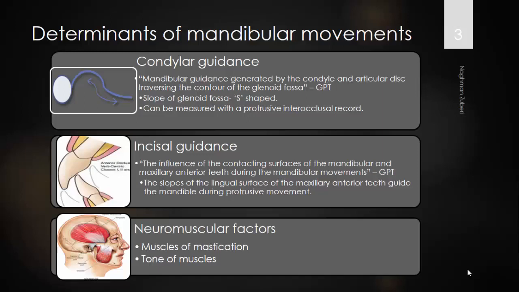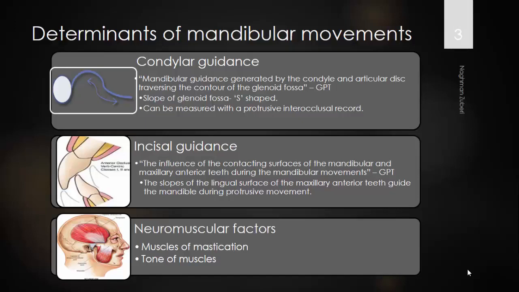Condylar guidance, incisal guidance and neuromuscular factors. So let's see what is condylar guidance. According to the glossary of prosthodontic terms, it is mandibular guidance generated by the condyle and articular disc traversing the contour of the glenoid fossa. The slope of the glenoid fossa is S-shaped and can be measured with a protrusive interocclusal record. So the protrusive interocclusal record is used for recording condylar guidance.